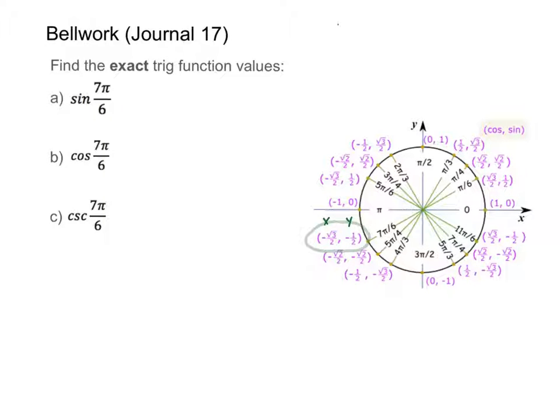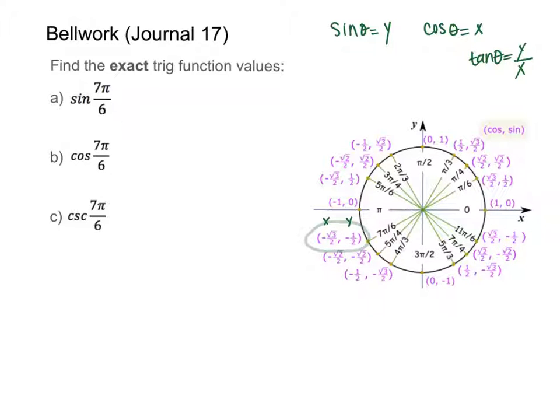Keep in mind, when we're talking about sine, we are looking at the y. When we're looking at cosine, we are looking at x, and tangent, I can't fit that here. Tangent would be y over x.